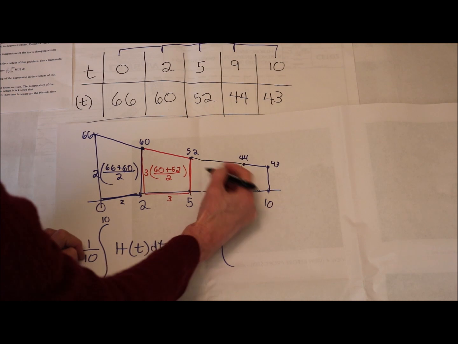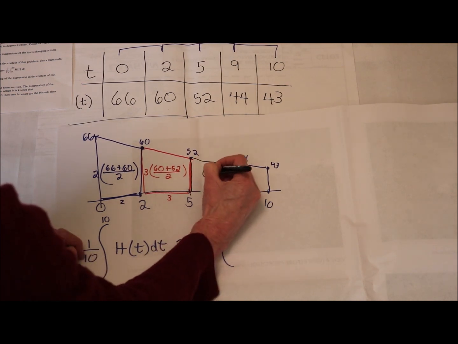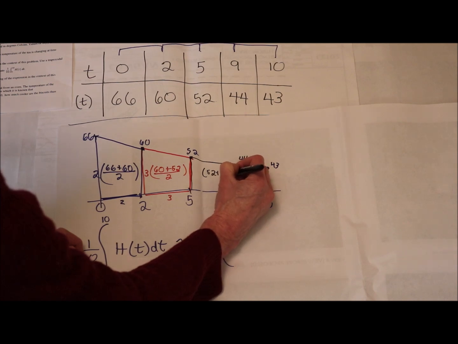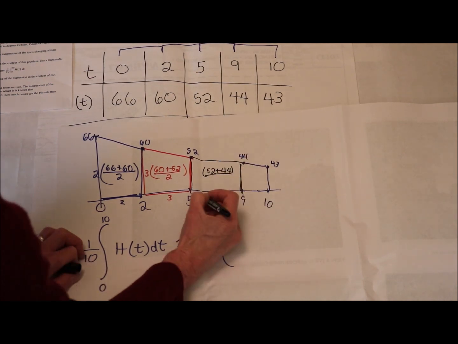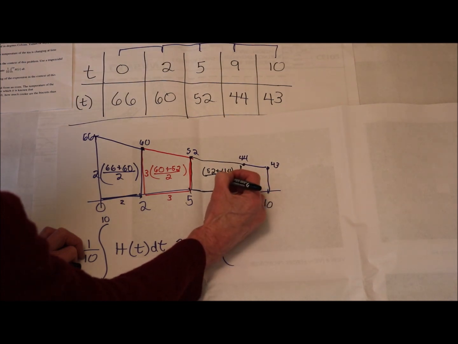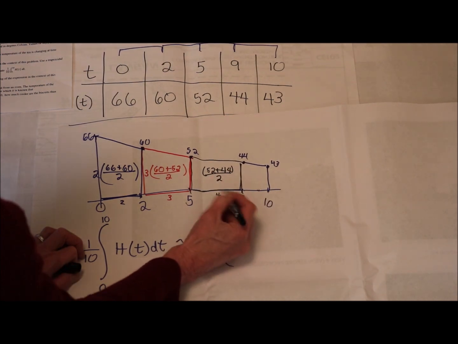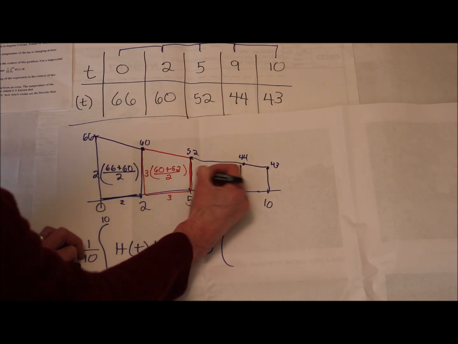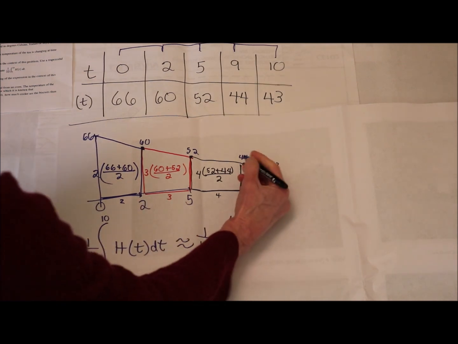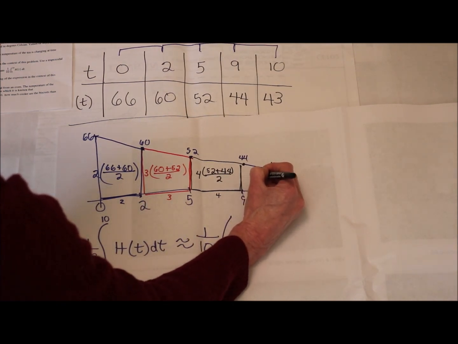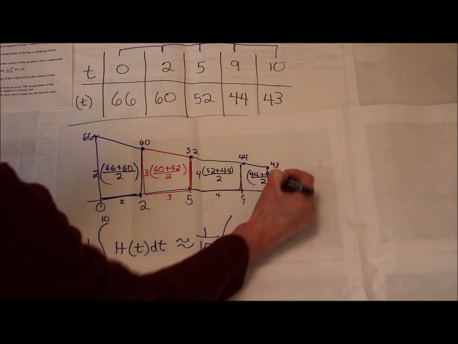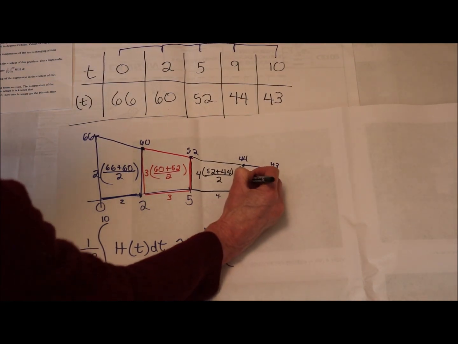The area of this next trapezoid is this base right here, 52, plus this base, 44, divided by 2, the average of the bases, times the height of the trapezoid, which is 4. Got a little carried away there. And the last one, my base is 44, my second base is 43, divided by 2, and then times that height, which is 1.